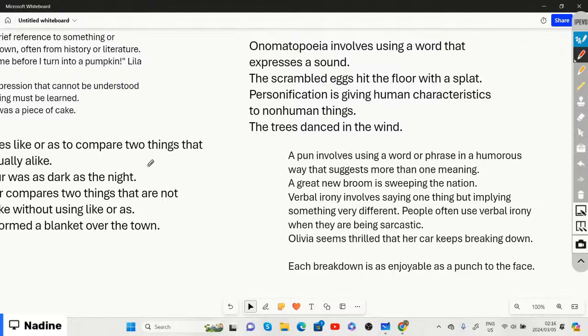And then we have onomatopoeia. If you look at that word and you want to say it, you can say onomatopoeia.